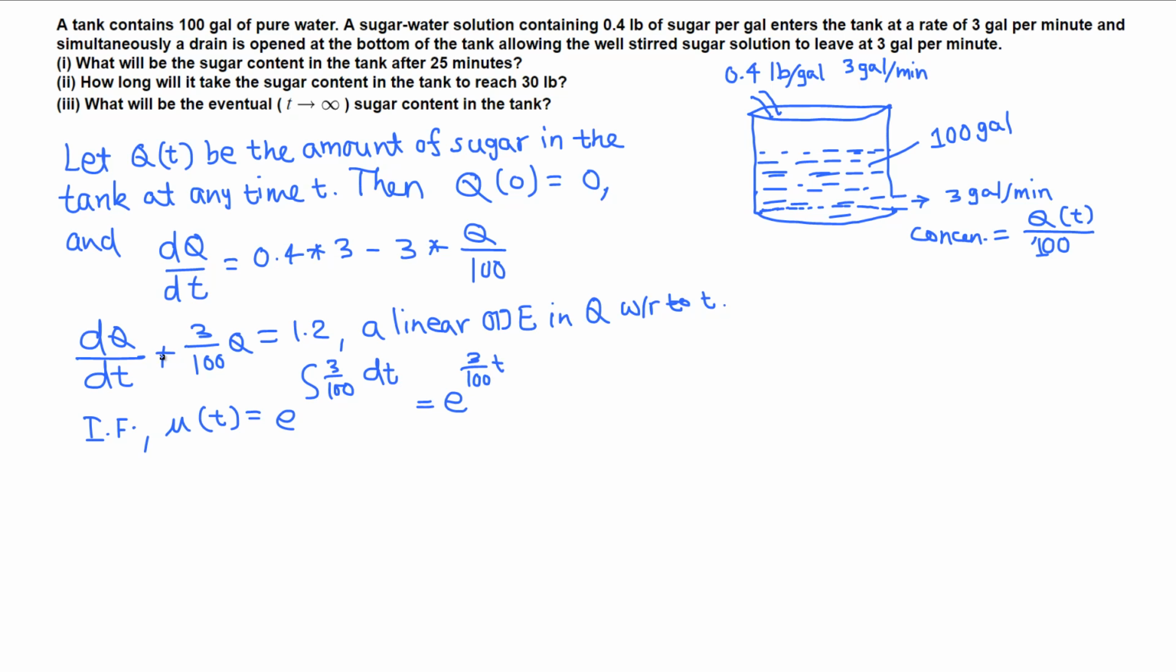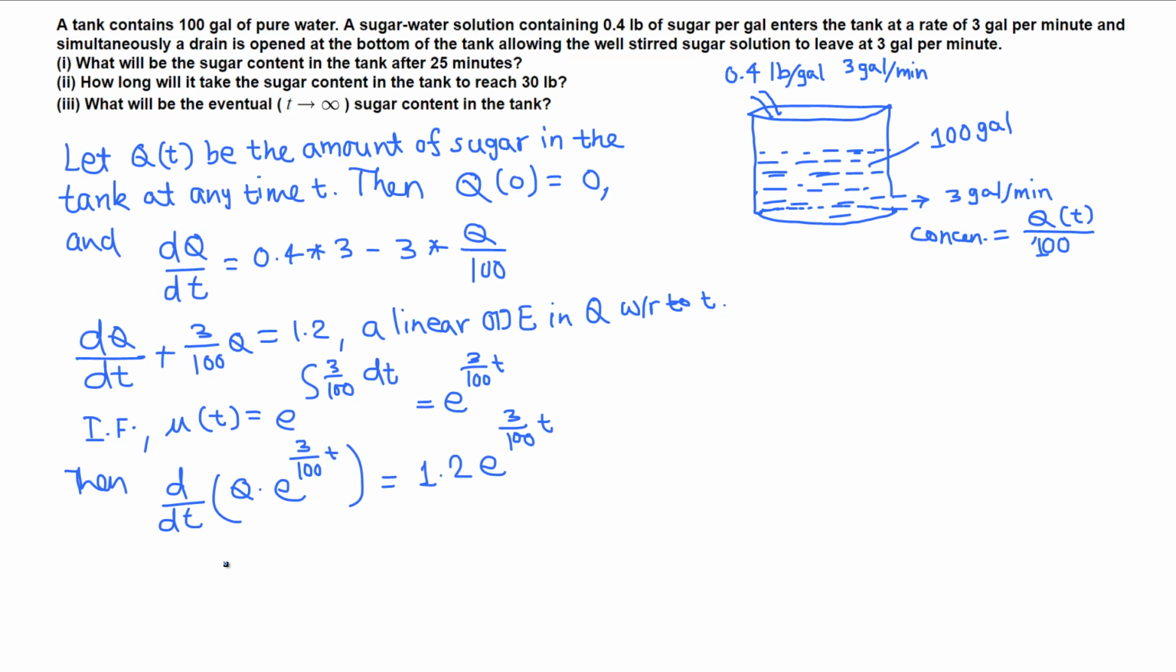Now we multiply this differential equation both sides by the integrating factor. Then the ODE becomes, okay, the left hand side will be automatically the derivative of the dependent variable Q times the integrating factor e raised to 3 over 100 t, is equal to, multiplying the right hand side, 1.2 times e raised to 3 over 100 t.